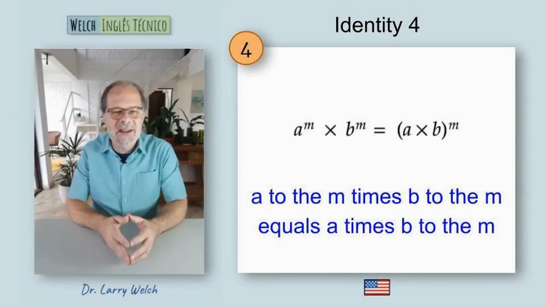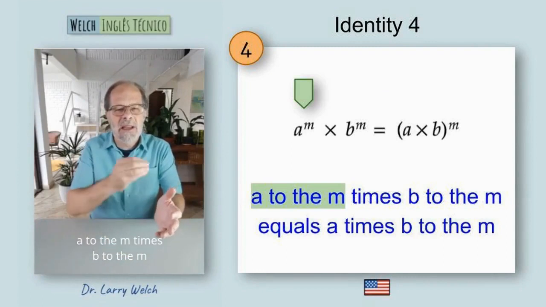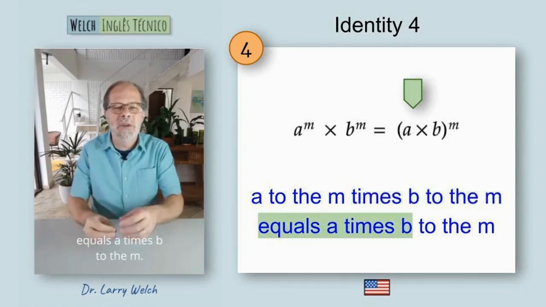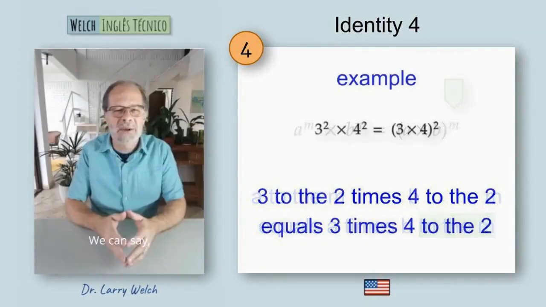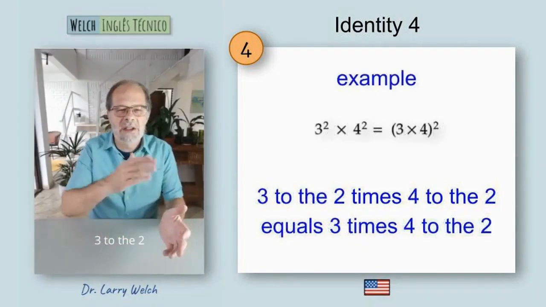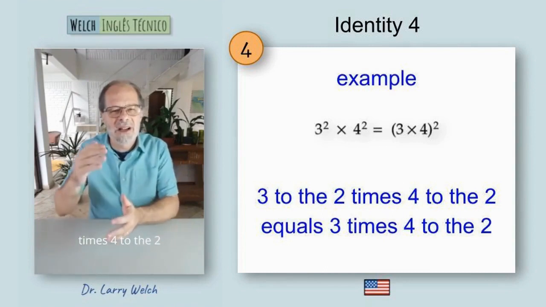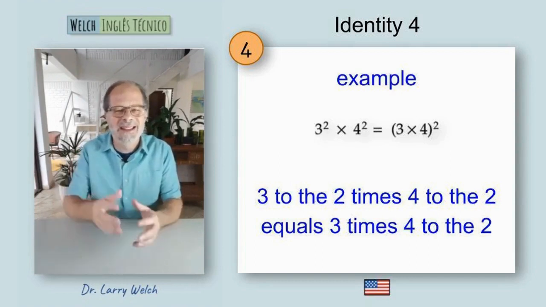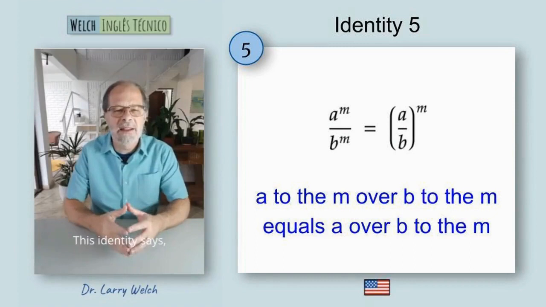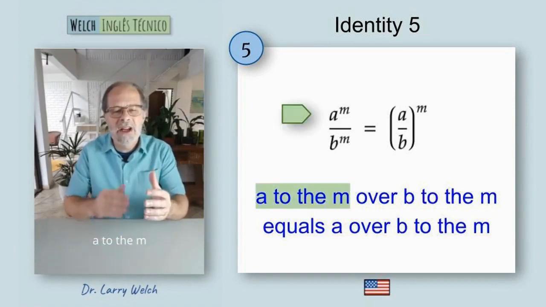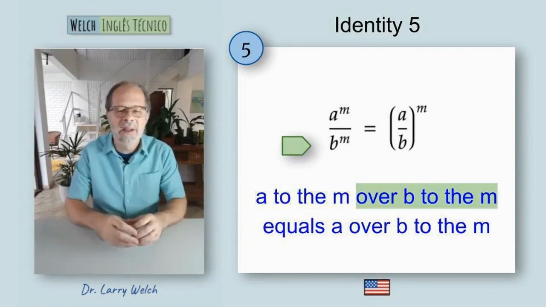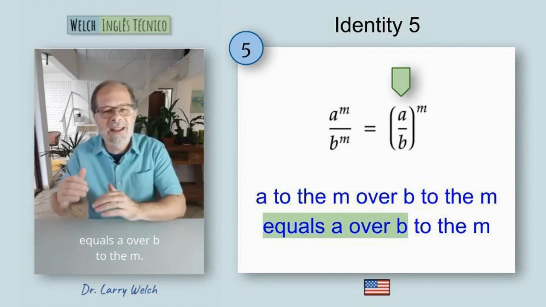So this one says a to the m times b to the m equals a times b to the m. We can say 3 to the 2 times 4 to the 2 equals 3 times 4 to the 2. This identity says a to the m over b to the m equals a over b to the m.